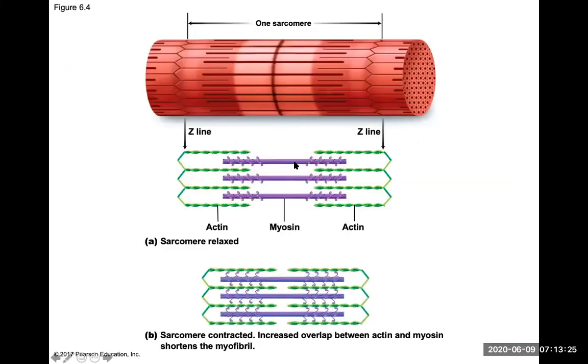So here's a look at the actin and myosin and how during muscle contraction, they're slid past each other so the sarcomere will actually shorten.